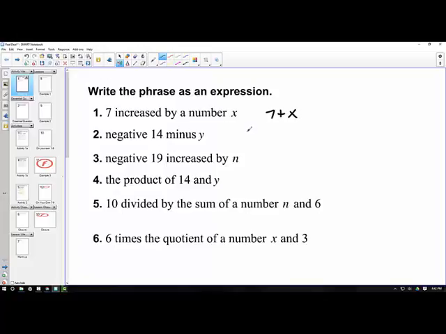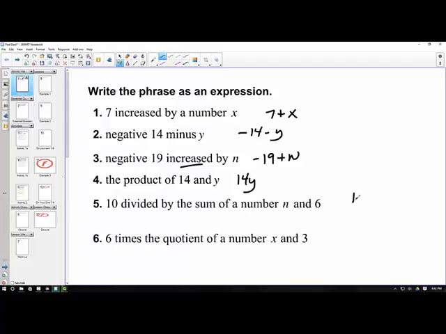Negative 14 minus y. So I just go through negative 14 and I subtract y. Negative 19 increased by n. So I have my negative 19. Increase means plus, right? And n. The product of 14 and y, so that means multiplication. So I have 14y. 10 divided by the sum of a number n and 6.